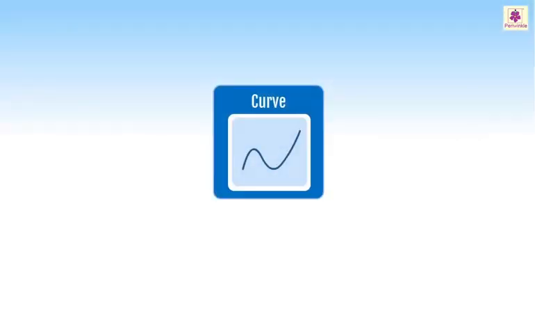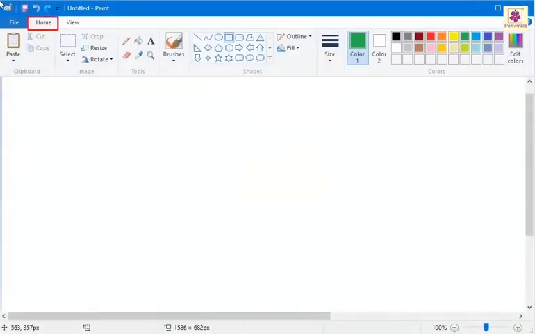Paint allows you to use the curve to draw custom shapes. Select the Home tab. From the Shapes group, click the curve icon. Now, let's select the size of the curve.